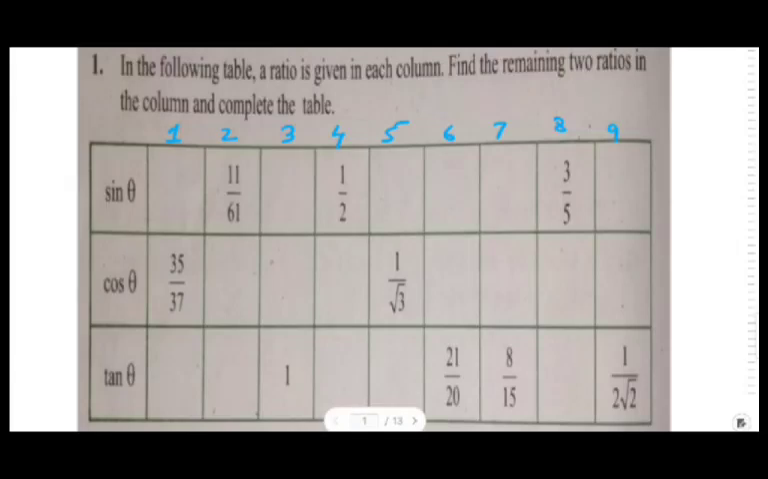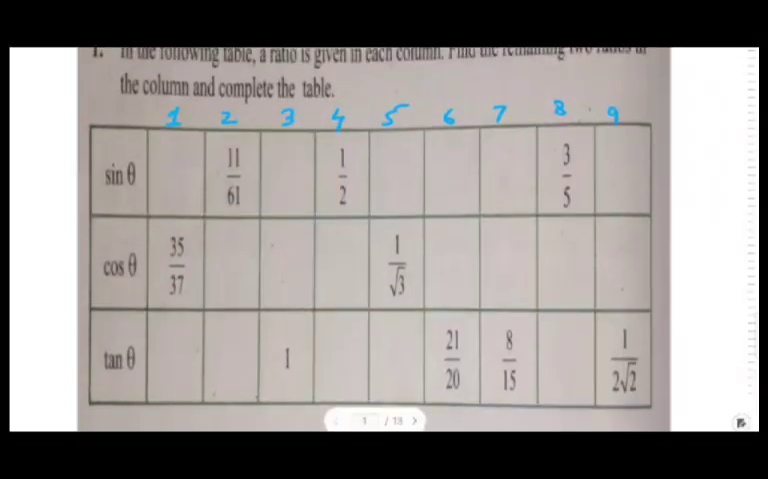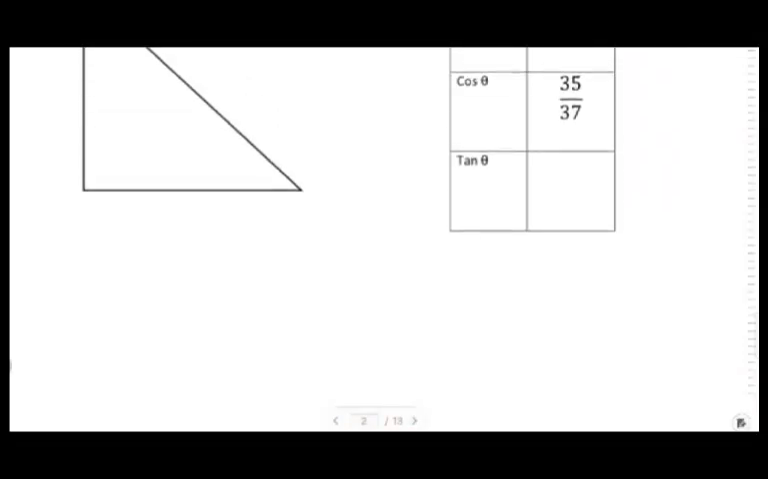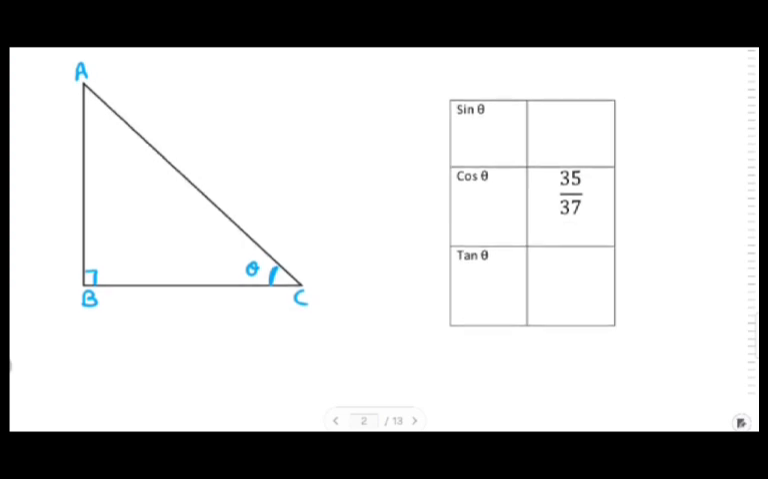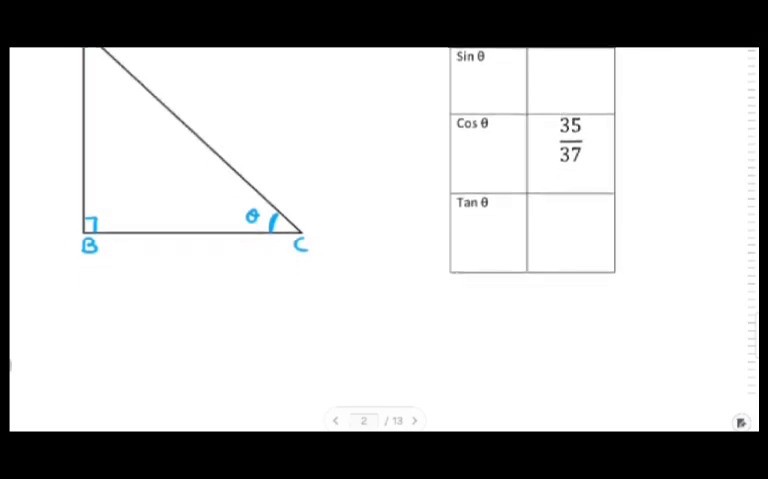For convenience and for better understanding, children, I have written each value on a different page. Along with that, I have drawn a triangle so that I can explain better. So this is my triangle ABC. My B is a right angle and I'll take C as theta. So the value of cos theta is given, which is 35 upon 37. So what if cos is given?